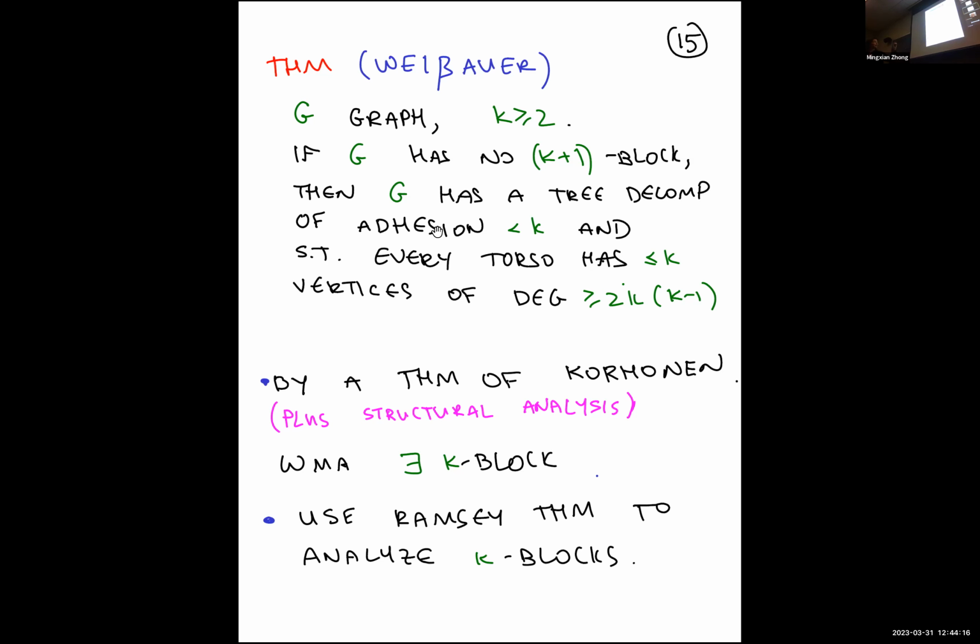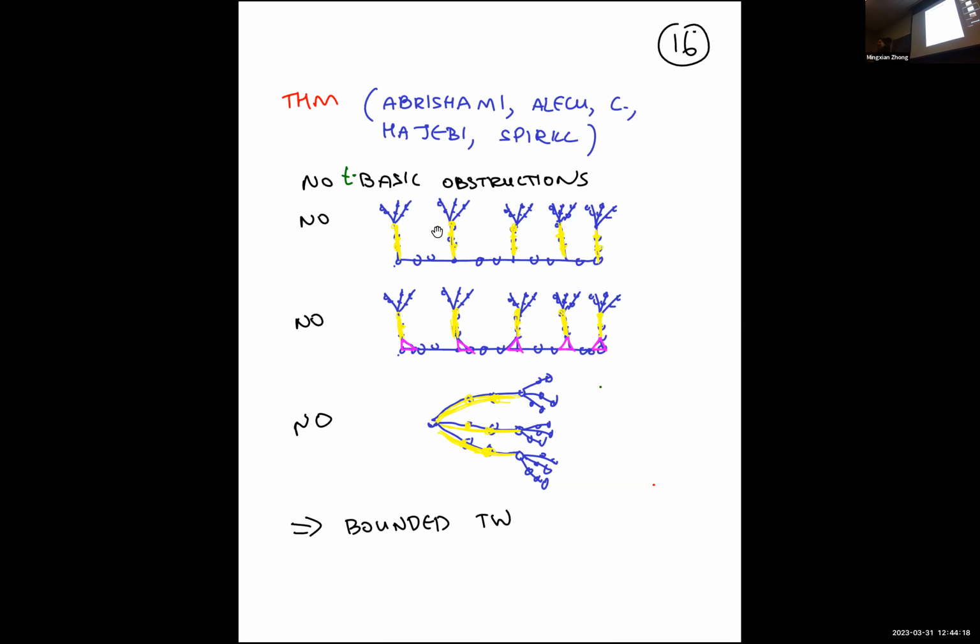So we started to fight much harder, and we did. And we proved this colorful theorem. So let me explain to you something about it. Instead of forbidding the finite family of obstructions, let's go to forbidding T-basic obstructions. And then we can prove that if you forbid this and this and that, then the treewidth is bounded. So these are some infinite families of graphs that are described here. Let me just say one word about it.